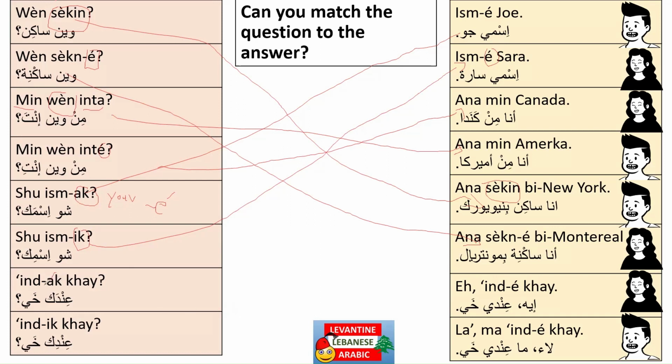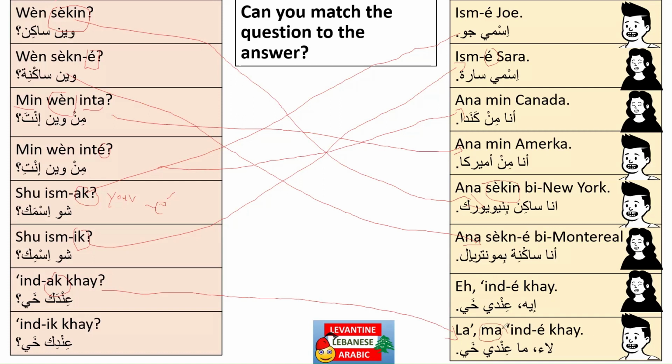Now try to guess this one. عندك, are we speaking to a male or a female? عندك خي, have you got a brother? Or literally at yours is a brother. We mentioned that we're using an adverbial. We don't really have a verb to have. Are we speaking to a male or a female? We said the ak is for you in the masculine, so that's going to be over here. La, la means no in spoken Arabic. La, ما عندي خي. No, I don't have a brother.